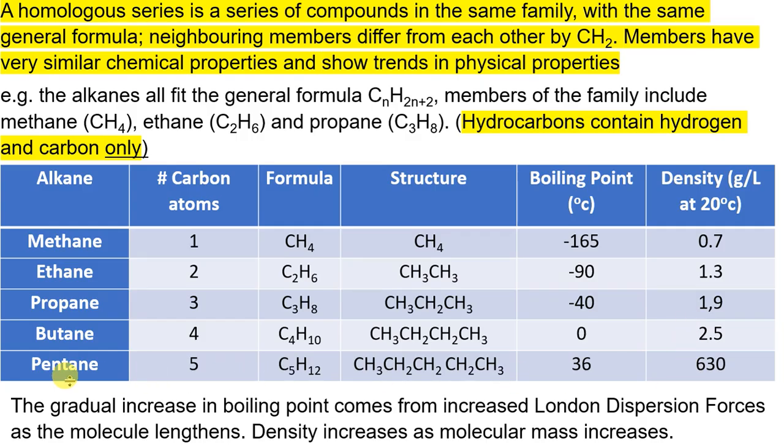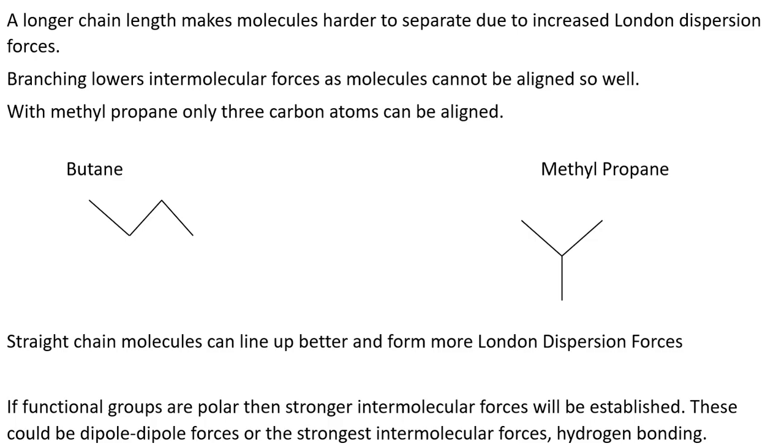Why is there such a big jump for pentane? There's always a reason. This is at 20 degrees. At 20 degrees, pentane is a liquid, particles much closer together. The gradual increase in boiling point comes from increased London dispersion forces as the molecule lengthens. Intermolecular forces are stronger if there's simply a larger molecule. Density increases as molar mass increases.